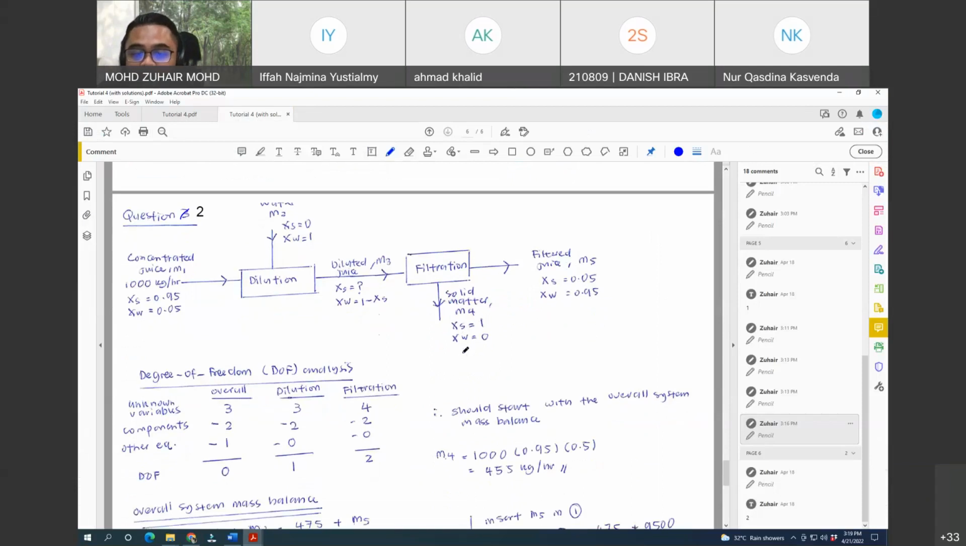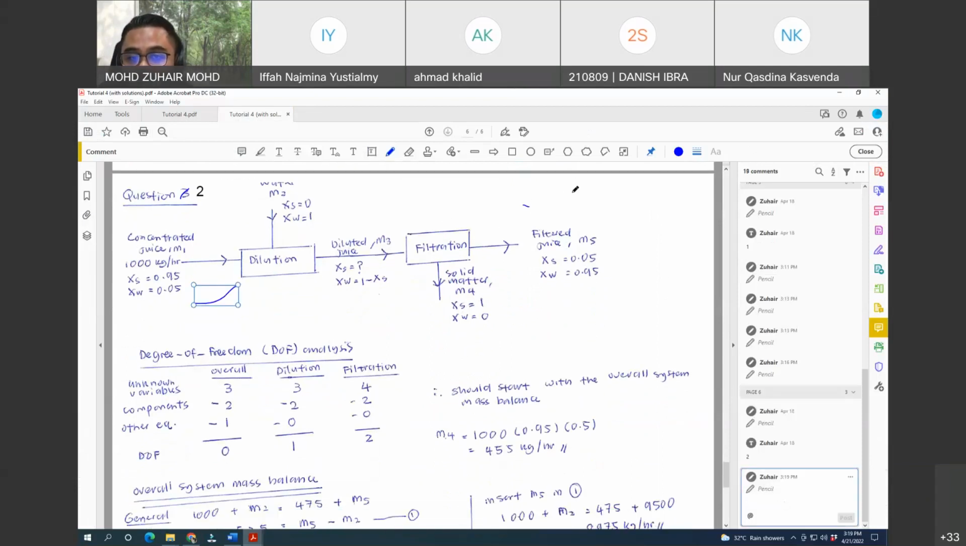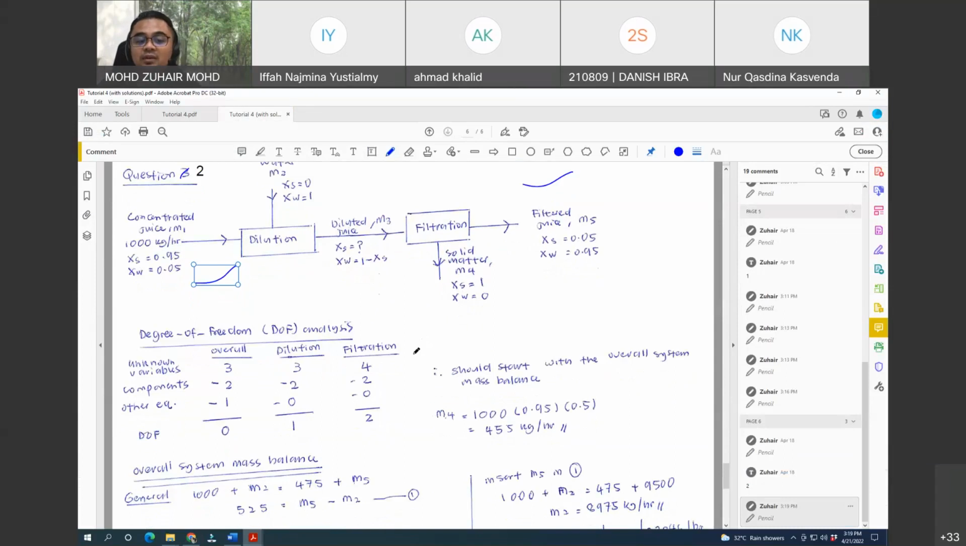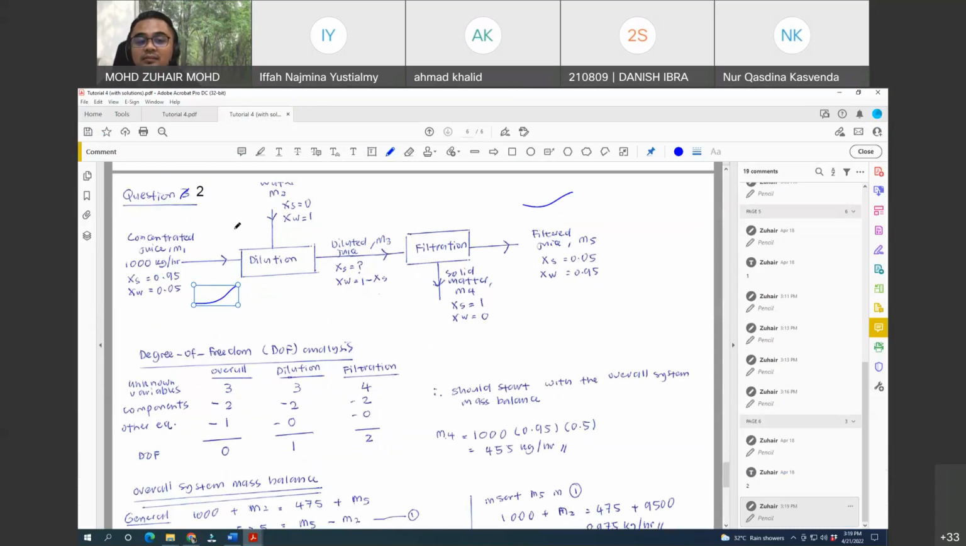Okay, so after you have completed all the information in this diagram, then we can perform the degree of freedom analysis. We are going to start with the overall system first. So the overall will be something like this. We consider M1, M2, M4, and M5. M3 is not considered in the overall system because it is not going in or going out of the boundary here.